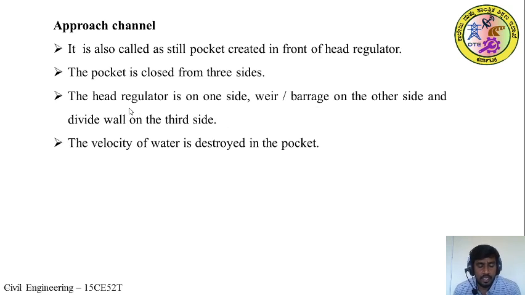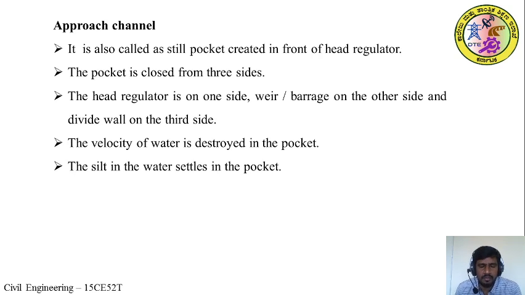In this approach channel, the velocity of water is destroyed in the pocket. The silt in the water settles in the pocket. Because the velocity of flow is destroyed in the approach channel pocket, it creates room for the silt to settle down, and in the silt excluder that can be removed with the under sluice.